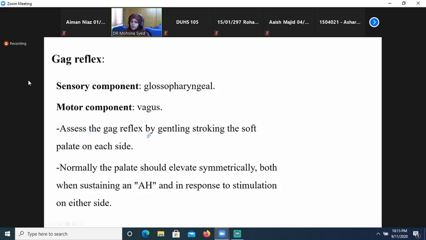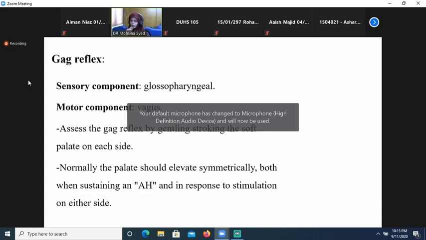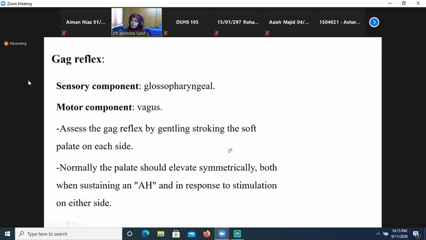So first, you will ask the patient to open mouth, and you will take two spatulas. First, you will depress the tongue with one spatula and gently stroke the soft palate on each side with the other spatula. When you stroke the soft palate, what happens? The palate elevates. Normally, the palate should elevate symmetrically on both sides when sustaining an ah, and also in response to stimulation on both sides, and uvula should always be central and elevate along with the palate.